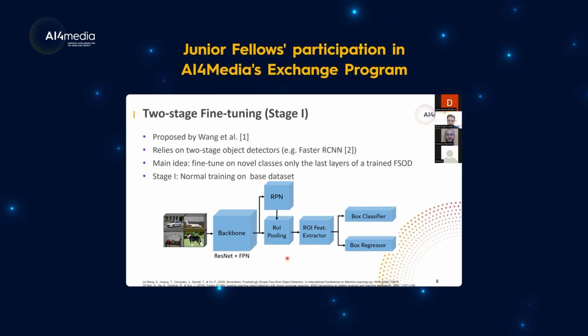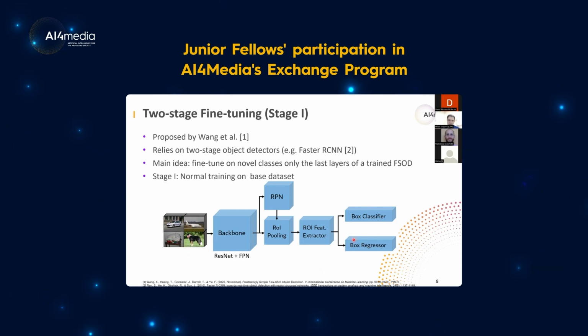So in this scenario, the few-shot object detection goes as follows. In the first stage, we perform a normal training of the entire system on the base dataset. This base dataset, as I mentioned previously, is quite large. We have enough instances of each class that we want to detect.